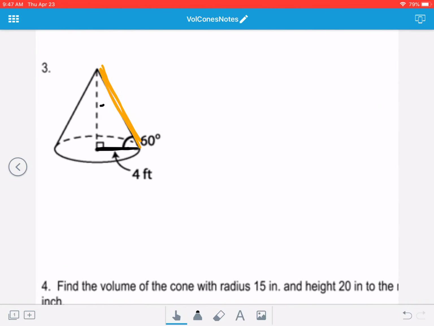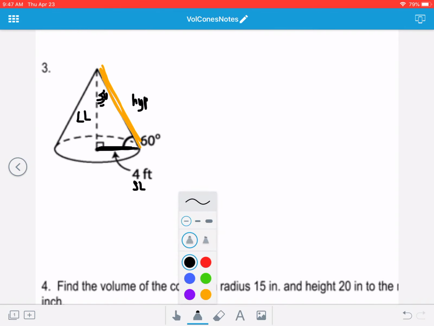I'm going to make this a little bigger so I can write into it. So I have this nice 30, 60, 90 triangle. Opposite of the 30, my radius is the short leg. Opposite of the 90, this would be my hypotenuse, the slant height. And opposite of the 60 is my long leg, which is the height. I'm going to go in red here.